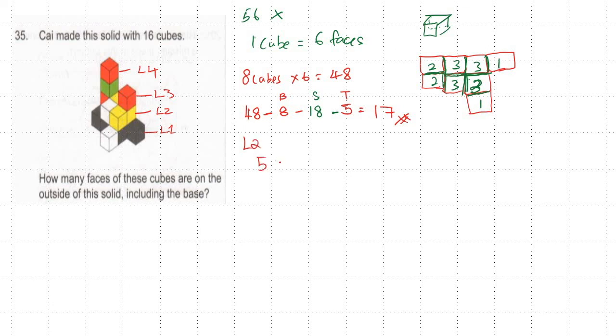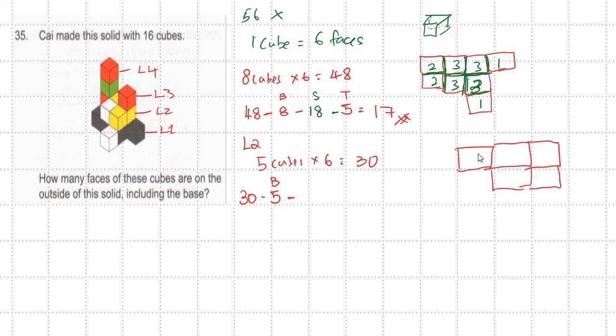Level 2, I have 5 cubes. 5 cubes times 6 equals 30. By right I should have 30. But then I must minus off 5 bottoms. These are the bottoms. Then I minus off the sides. So I need to draw how the sides link again. This is the pattern for level 2. So I calculate one by one. Here's 1. Here's 1, 2, 3. Here's 1, 2. 1, 2, and then 1, 2. So in total my side will be 10. And then I must again minus off my top. On top of me there are 2 cubes, so I minus the top, 2 cubes. In this case I will have 13.